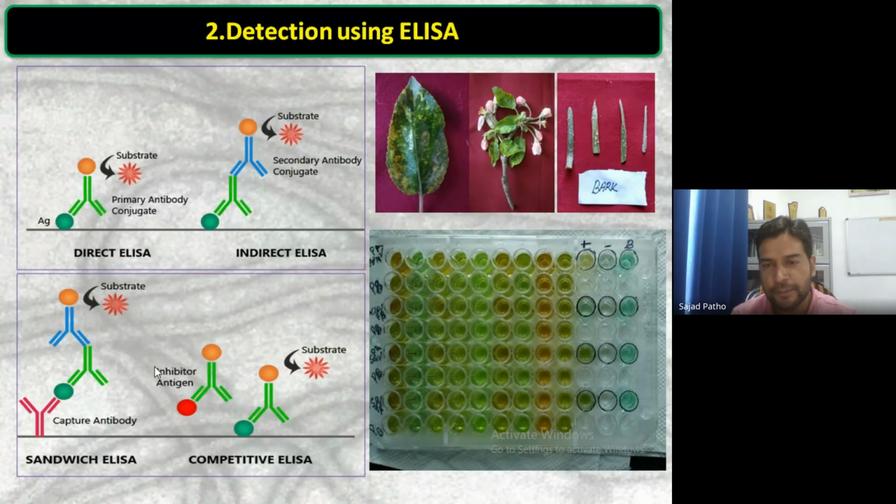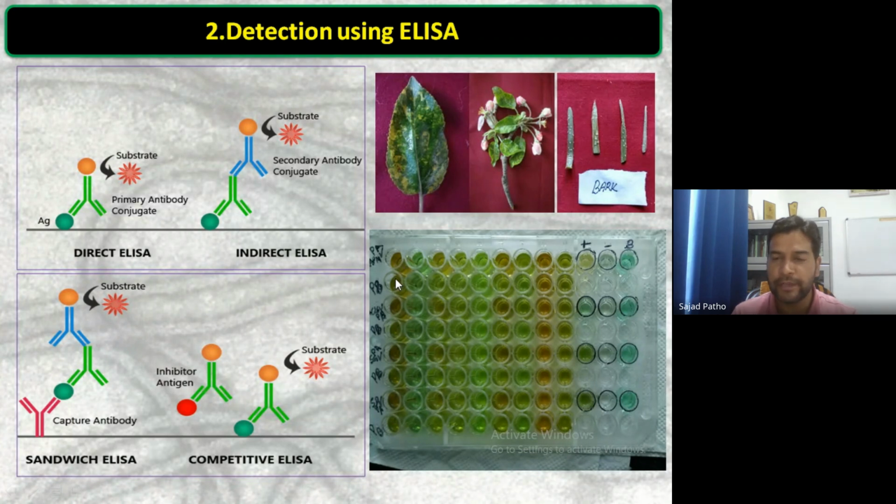So when color is produced, then we will say that yes, this virus is present. If the color is not present, for example, if there is no color, we can say no, this virus is not present.